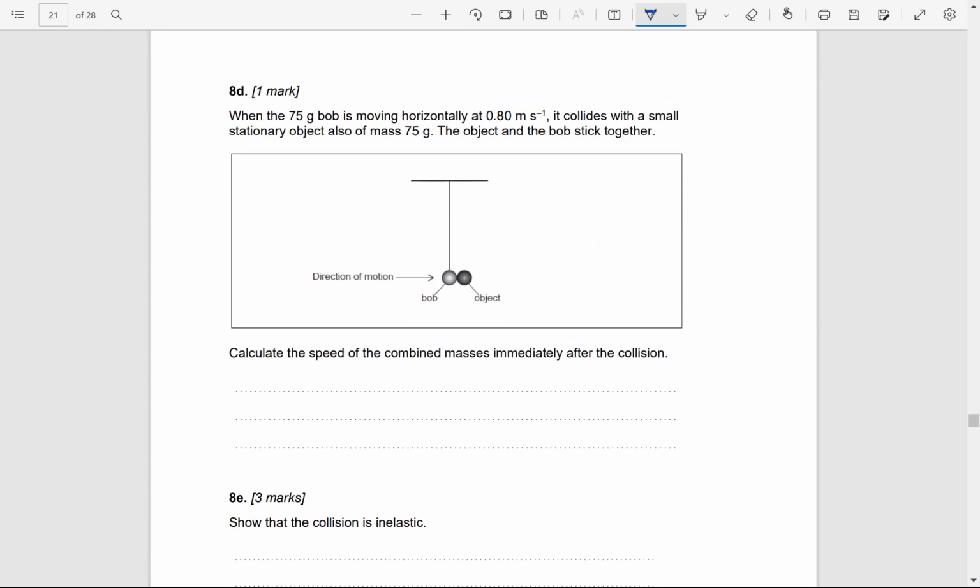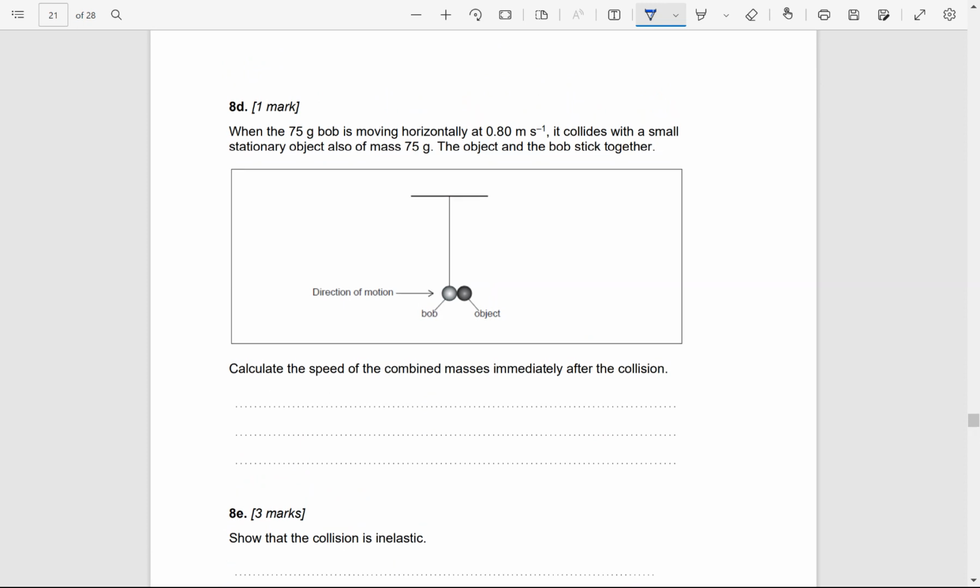When the 75-gram bob is moving horizontally at 0.8, it collides with a small stationary object, also of mass 75 grams. The object and bob stick together. Calculate the speed of the combined masses immediately after the collision. It's 0.4. All right. I will show you how to do it, being the kind, lovely soul that I am.